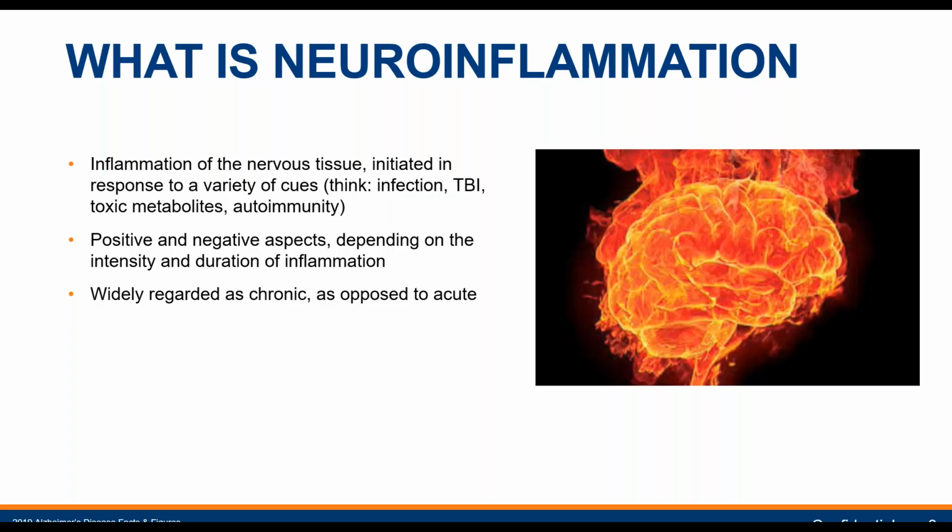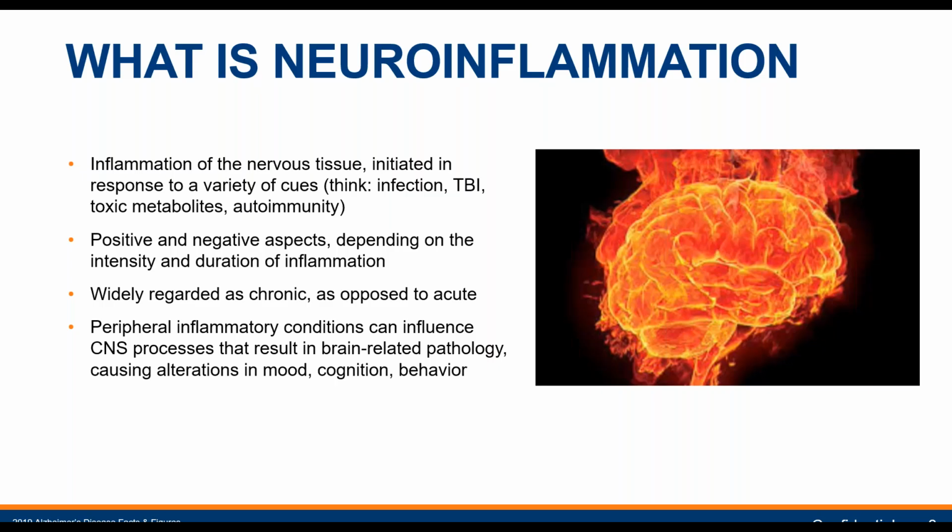We're talking neurodegenerative diseases, psychiatric disorders, and really just reduced neuroplasticity and cognitive impairment that can result in neuronal damage. So it's this chronic state that we're going to be talking about today. Now, of note, I want to talk about how peripheral inflammatory conditions can influence central nervous system processes and result in this brain-related pathology that can cause alterations in mood, cognition, and behavior.